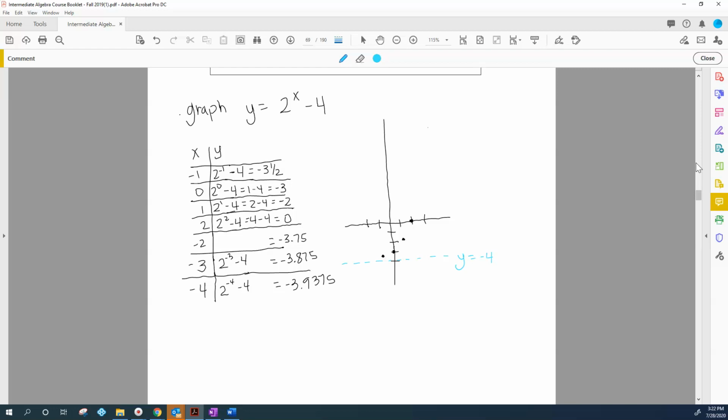Remember, when you have y equals some number, that's a horizontal line right there. And so we know it's going to be getting really, really close to there. So if I was just to make my graph of it, it's going to look something kind of like this. And so when you're graphing on your homework, it's going to first want you to put in what your asymptote is.